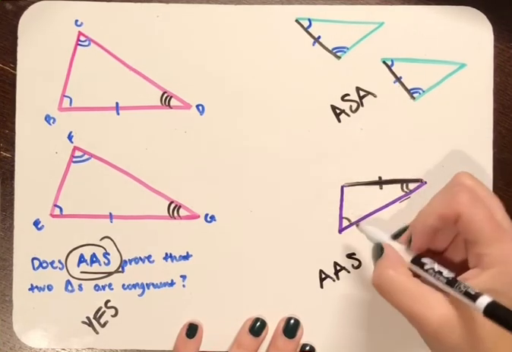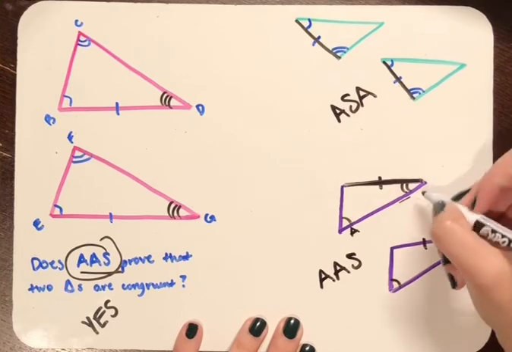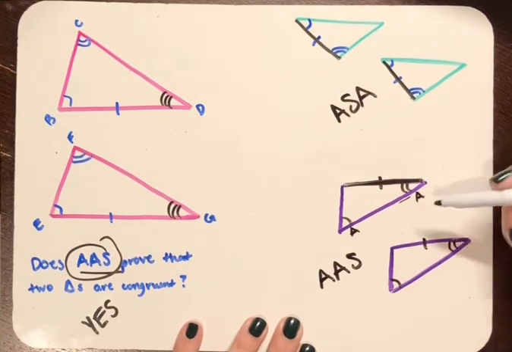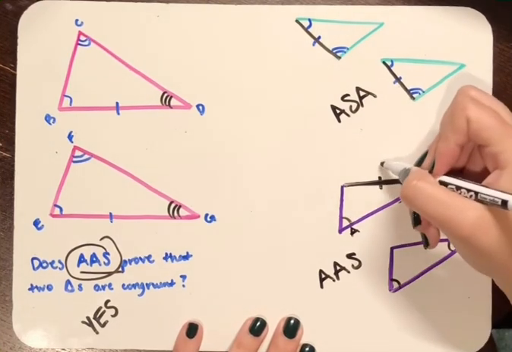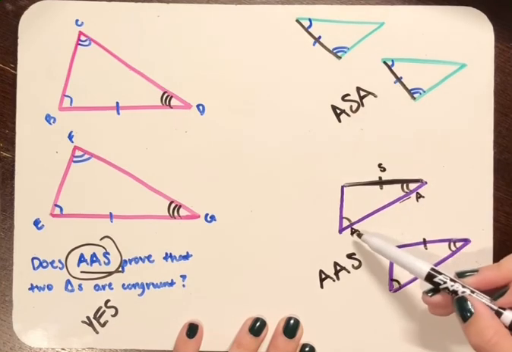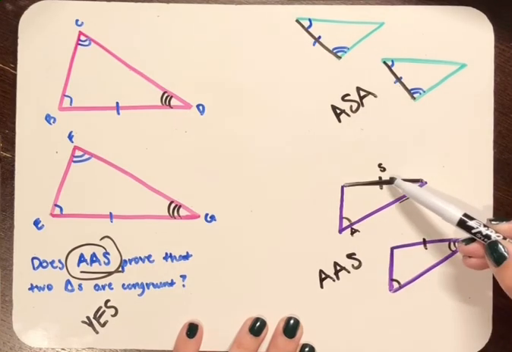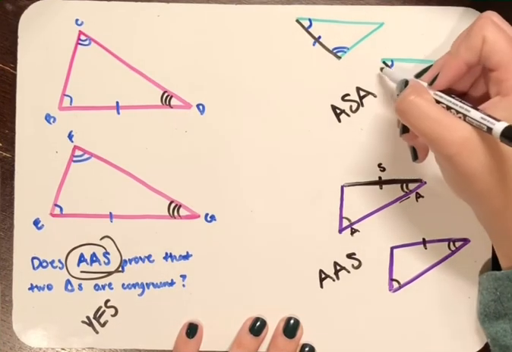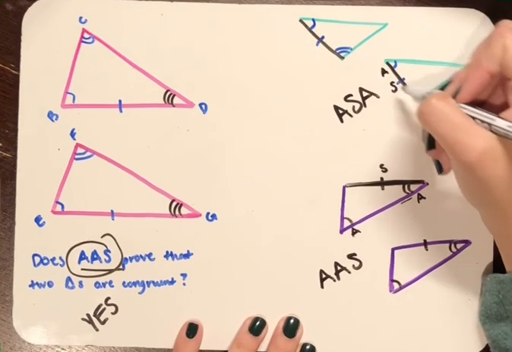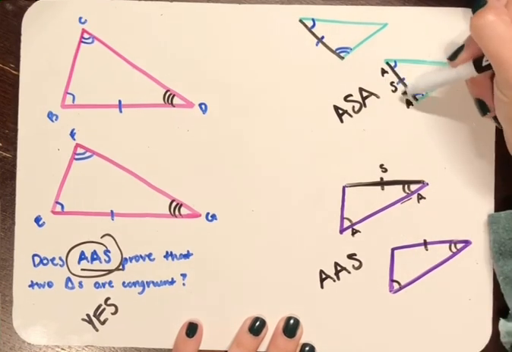If you mark right next to each thing that has a congruency marking on the triangle, it might be easier to tell. This is angle side going around the triangle. This one is angle side angle. They're right in order here.